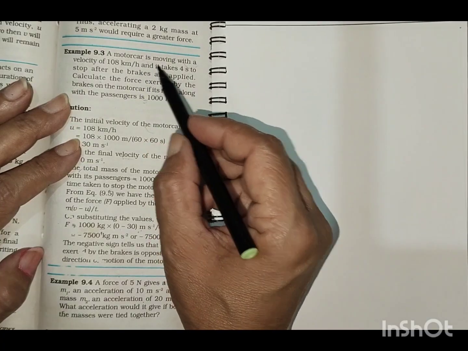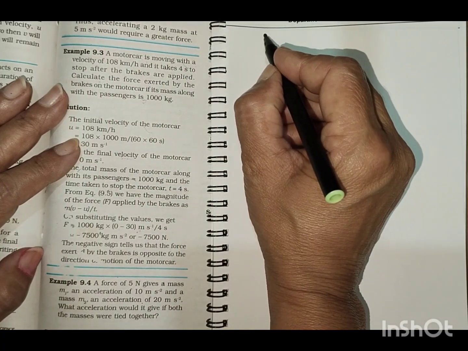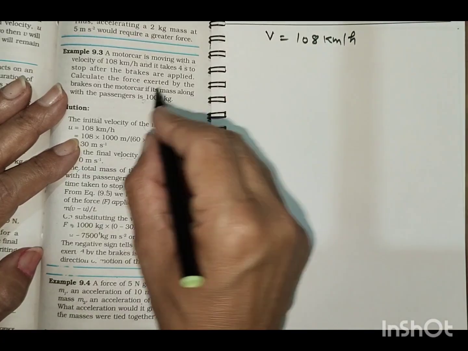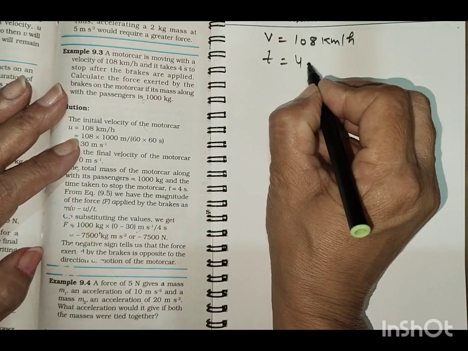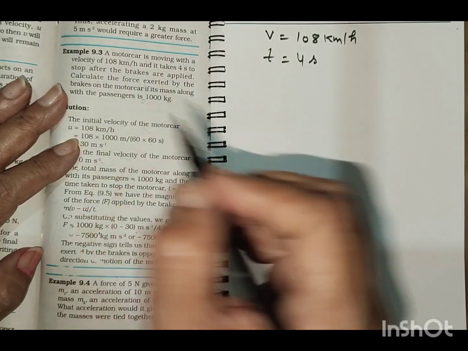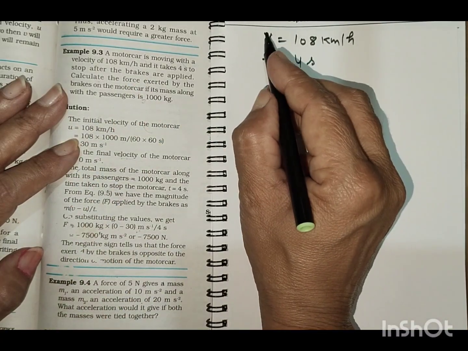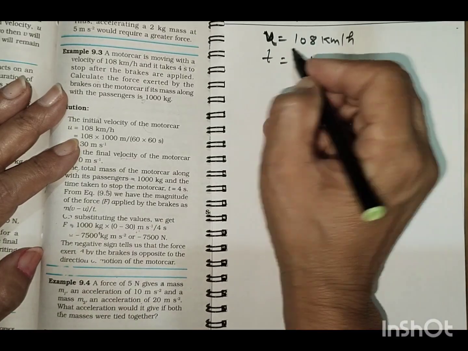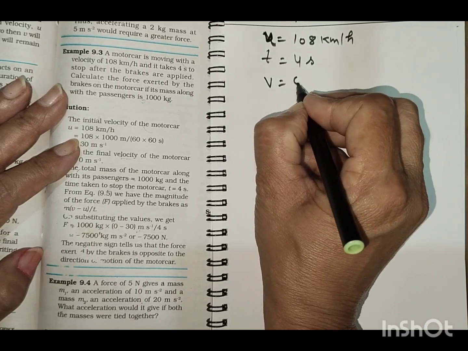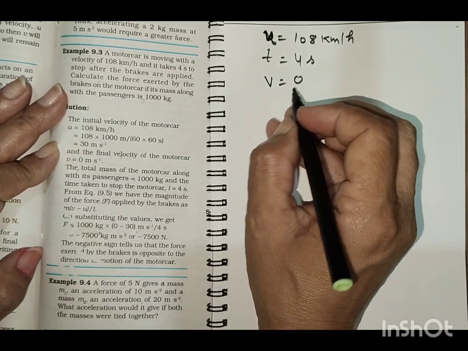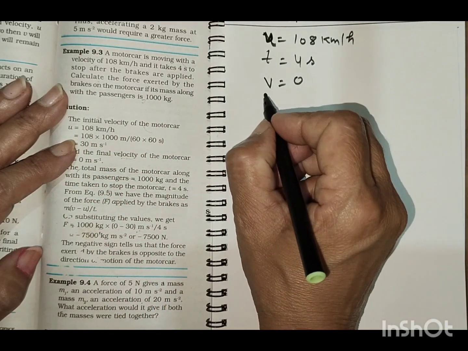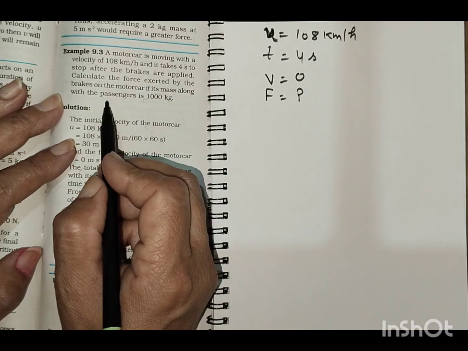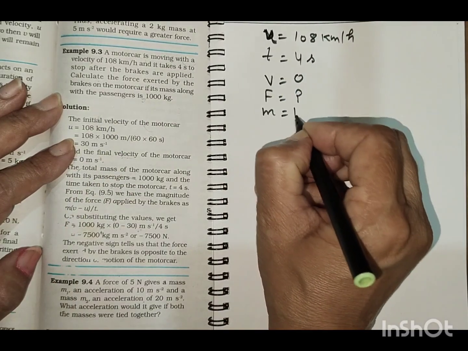So, a motor car is moving with the velocity of 108 km per hour. It takes 4 seconds. Time is 4 seconds to stop after the brake. It means first it is moving continuously and then stops. This is the initial velocity. Now it will stop, then the final velocity will be 0. Calculate the force exerted by the brakes on the motor car if its mass along with the passengers is 1000 kg.